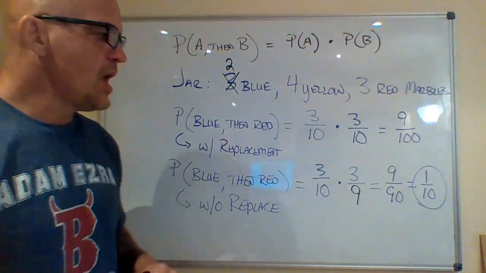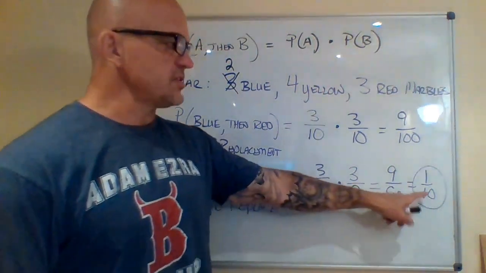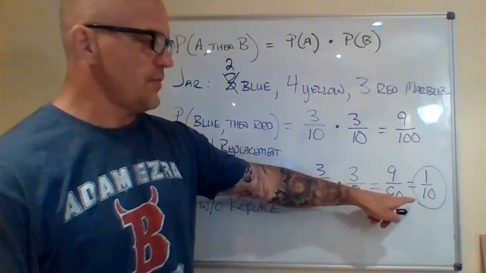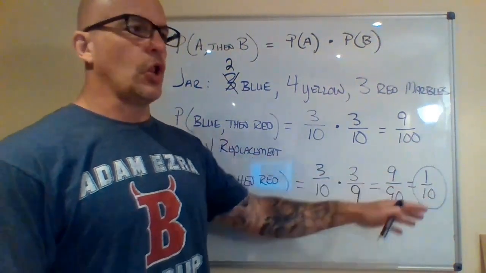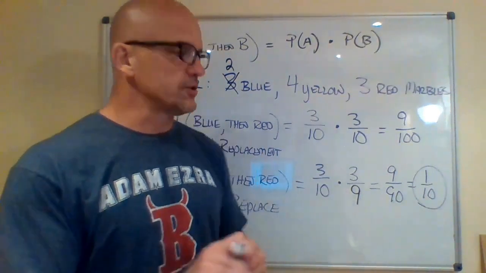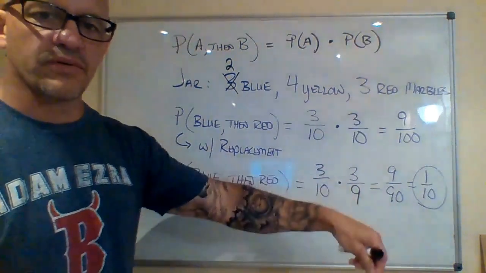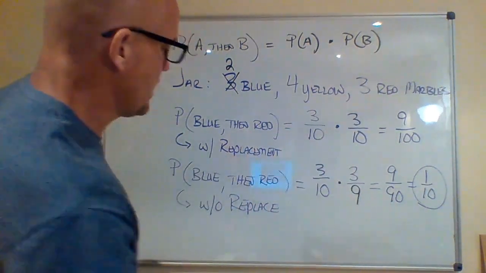Simple enough. Notice those probabilities are actually very close to each other. This 10/10 would also reduce to 1/10. This one is a little larger, I mean slightly larger, simply because we have less marbles the second time we reach in. There's 1 less. Okay.